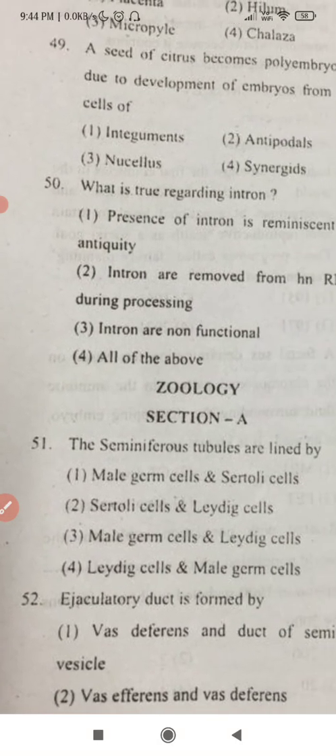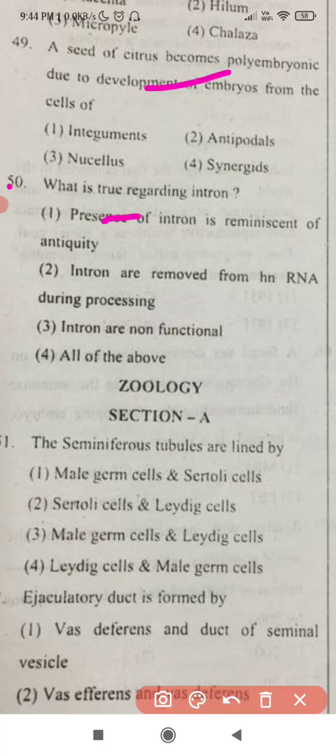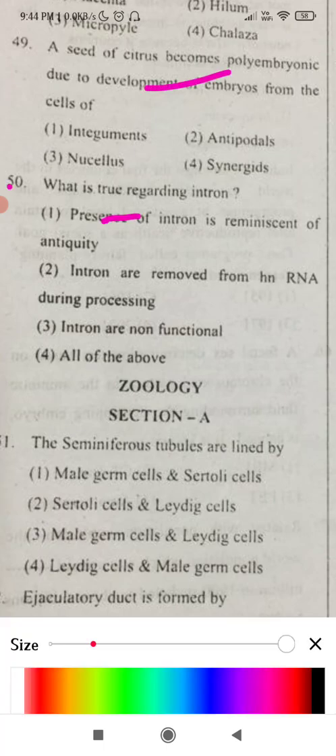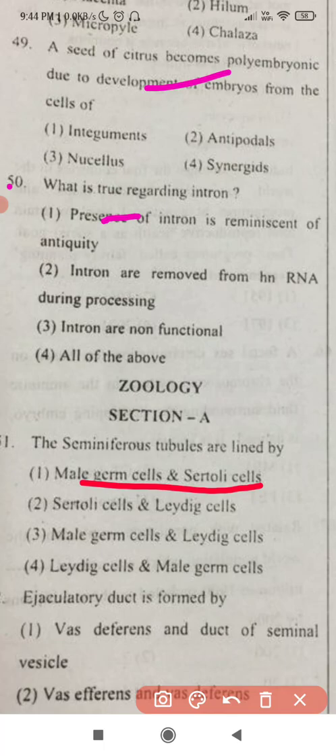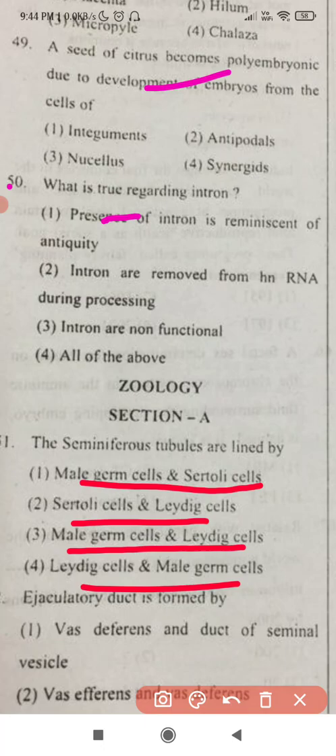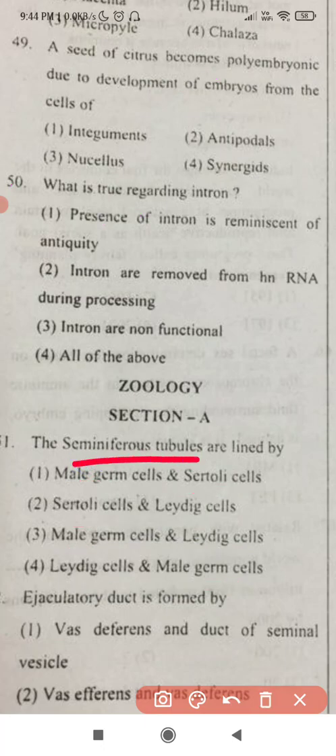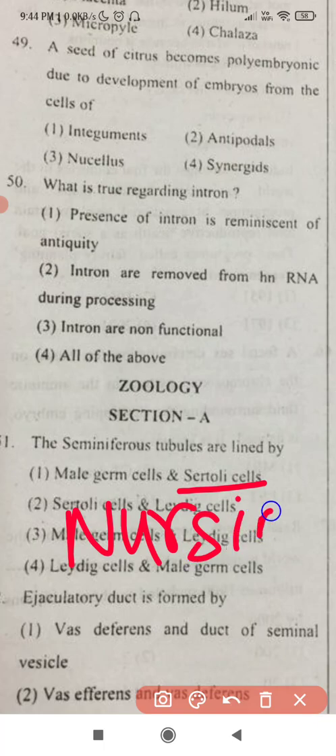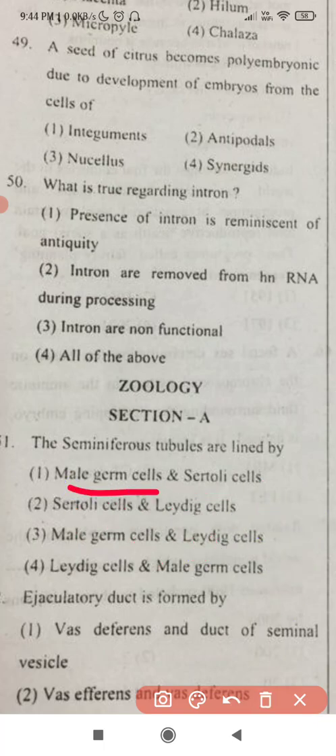The seminiferous tubules are lined by male germ cells and Sertoli cells. So seminiferous tubules are lined by two types of cells. One is called male germ cells, the other is called Sertoli cells. Sertoli cells also act as nursing cells which provide nutrition to the developing sperm cells, and male germ cells are the cells from which sperm cells are derived.